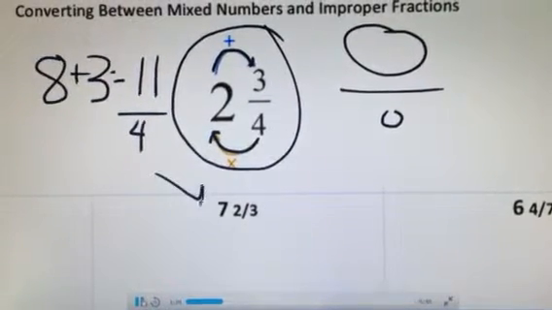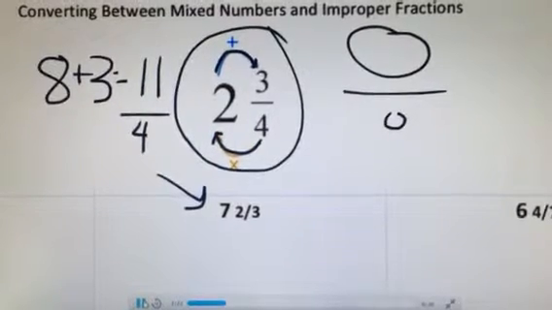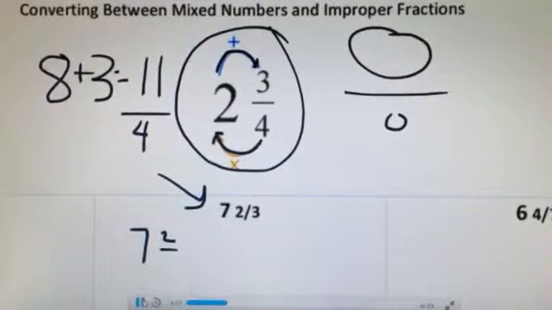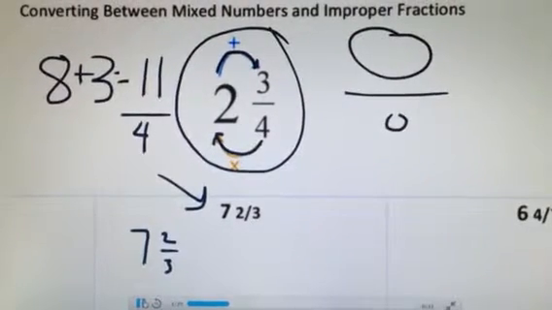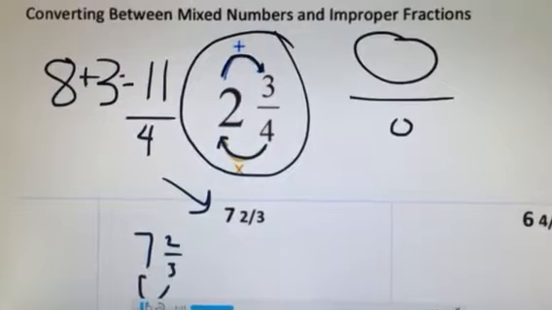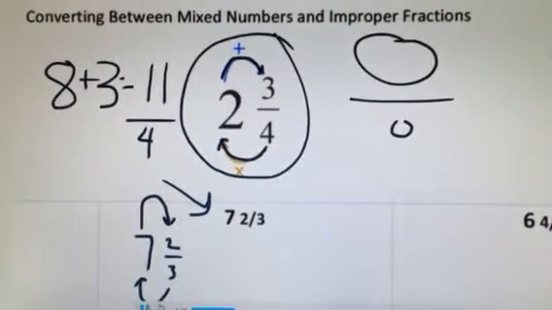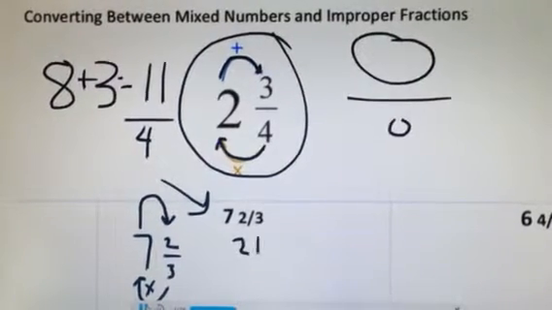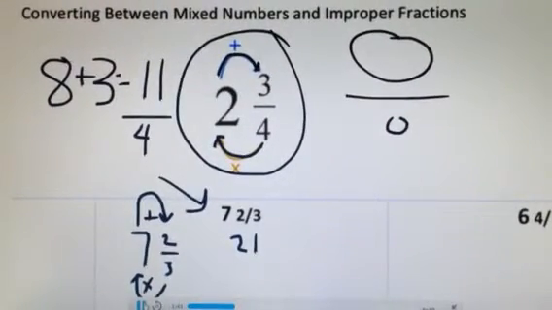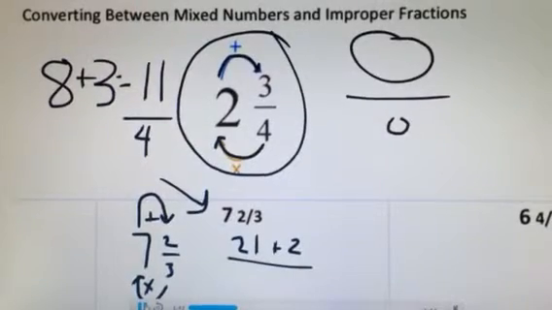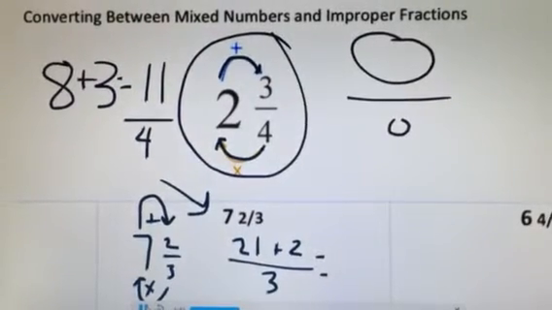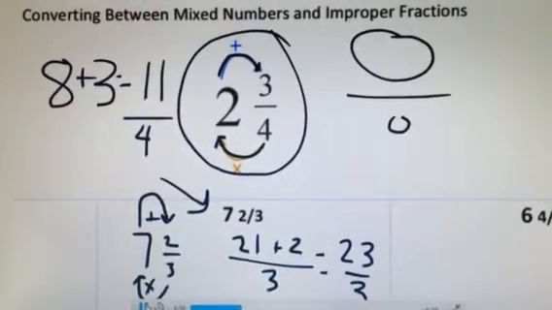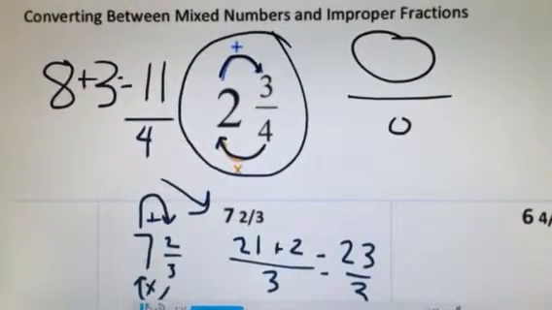I'm going to do this example right here, the 7 2/3. I'm going to actually write it better so that it's easier for us to do that circle. So 7 2/3. So what we do is we make our little circle like we have above. We do 3 times 7, which is 21, and then we add 2 to that. And we make sure 3 is our denominator. So 21 plus 2 is 23 over 3, and that's our improper fraction.